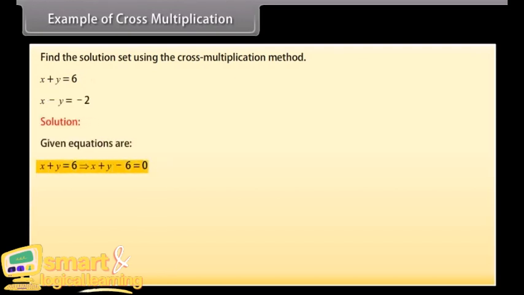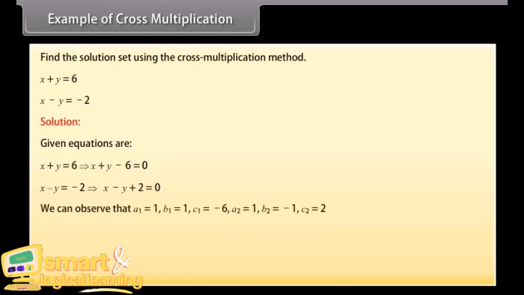Example of cross multiplication. Find the solution set using the cross multiplication method. x + y = 6, x − y = −2. Solution: the given equations are x + y = 6, so x + y − 6 = 0, and x − y = −2, so x − y + 2 = 0.